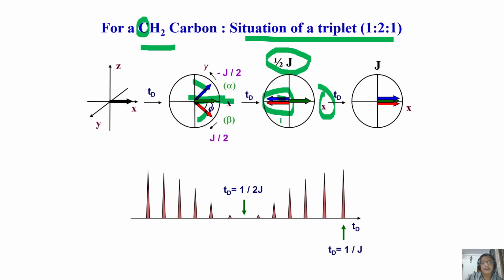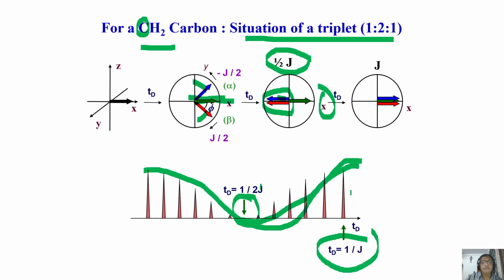Everything will give the intensity plot like this. Now, when you plot the intensity as a function of TD, it follows like this again. It is not a cosine function. It is a function like this. Now, what is happening here? Exactly at TD equal to 1 over 2J, it is 0. When TD is equal to 1 over J, this is a positive maximum.